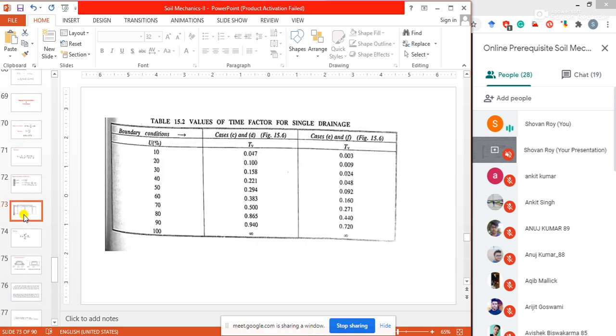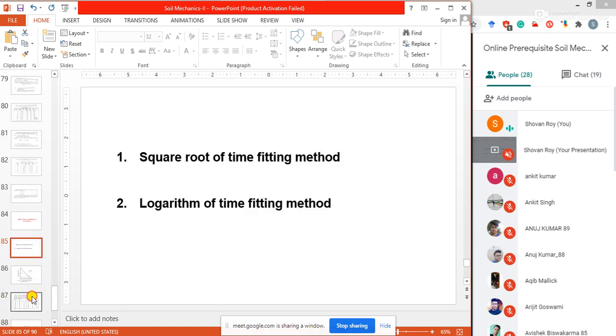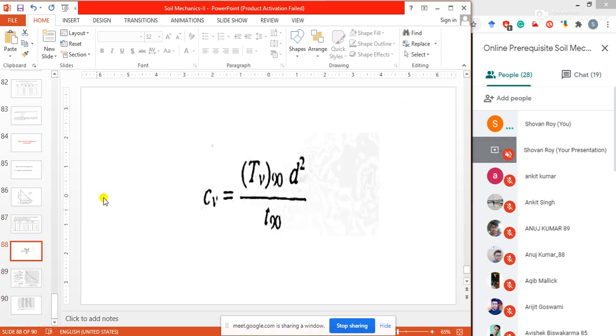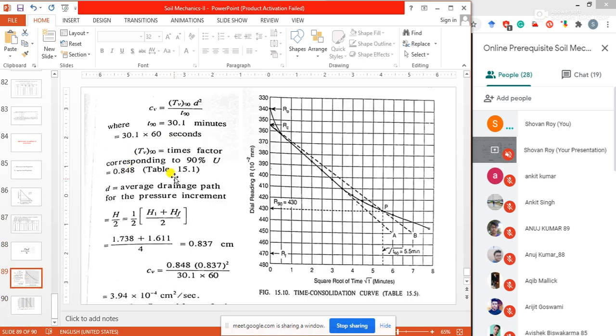This is 15.2. Same like this table, we had 15.1, and from the 15.1 we can calculate the TV90 value. TV90 value is 0.848, and in your numerical problem automatically you will get this TV90 value, time factor value available in your numerical questions.